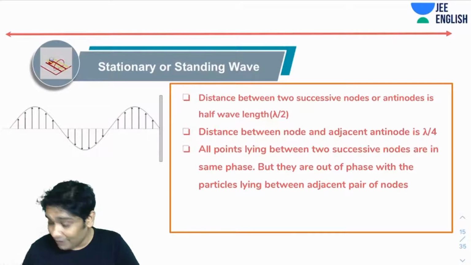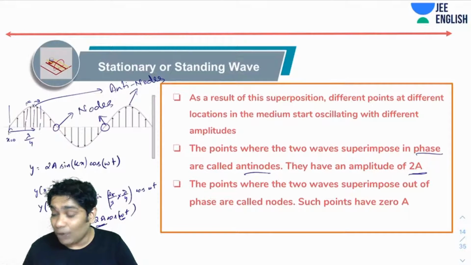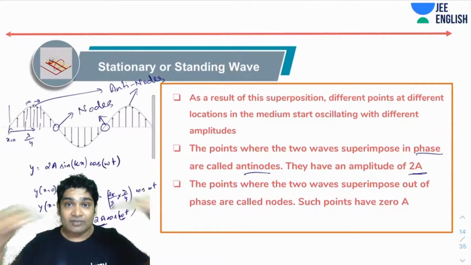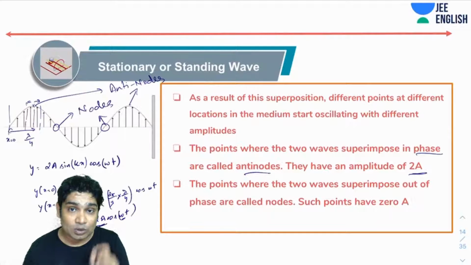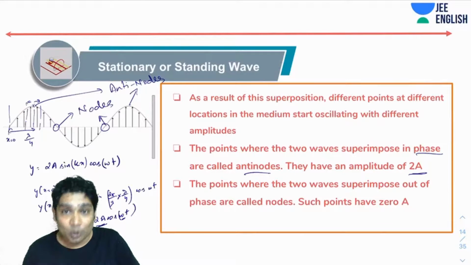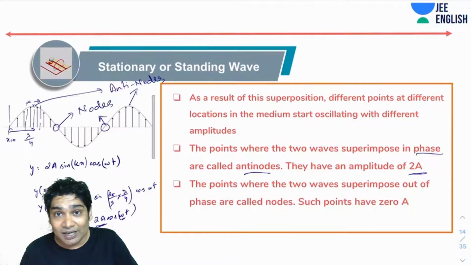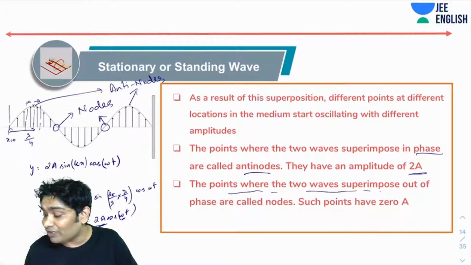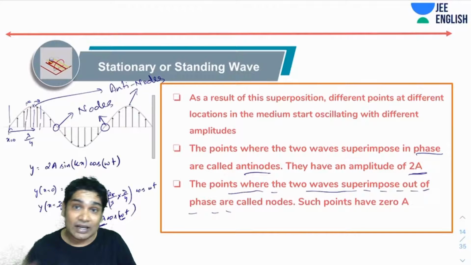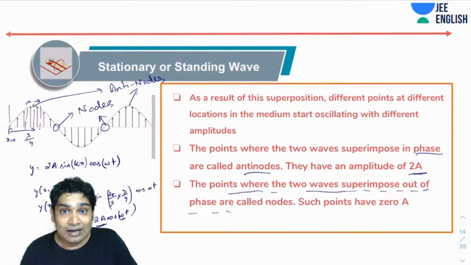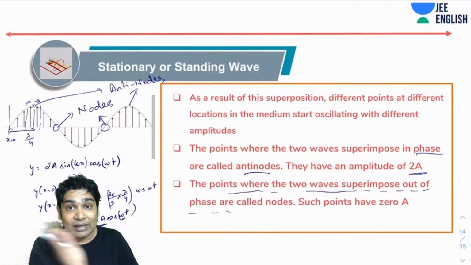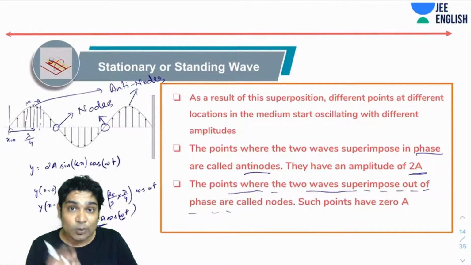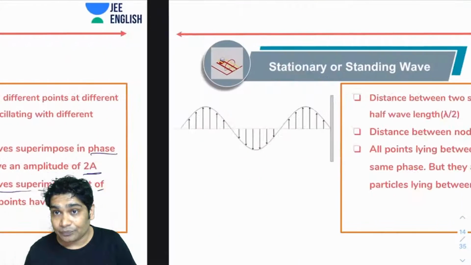Similarly, I talked about the points where the two waves superimpose in phase. Here both the waves, when they reach each other, are completely in phase, so they produce an SHM of amplitude 2A. So these points were antinodes. Similarly, the nodes are the points where the two waves superimpose completely out of phase. They were equal amplitude, same frequency waves, so they will completely cancel each other out, and that is why these points will not perform any motion. The motion of the two waves is completely cancelled out. This is what your node is.